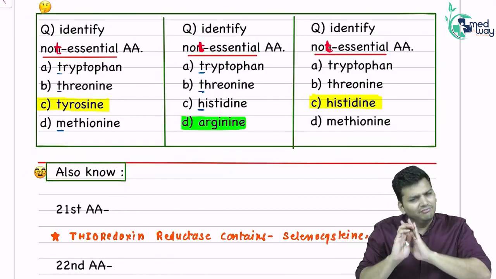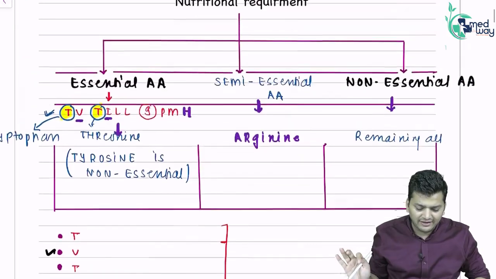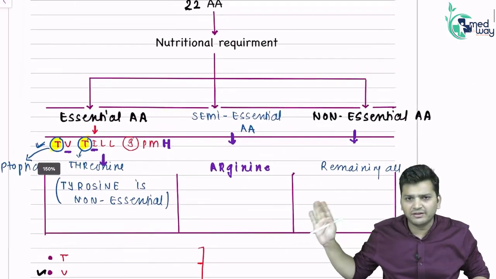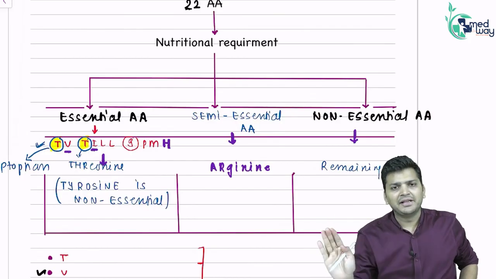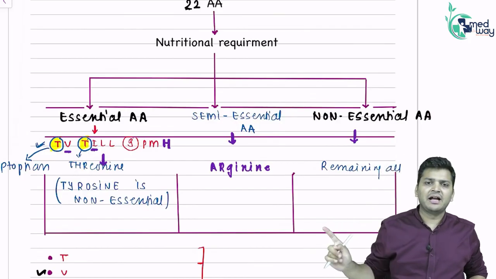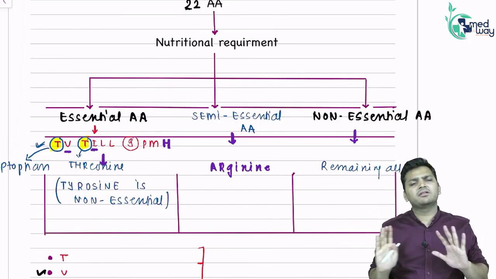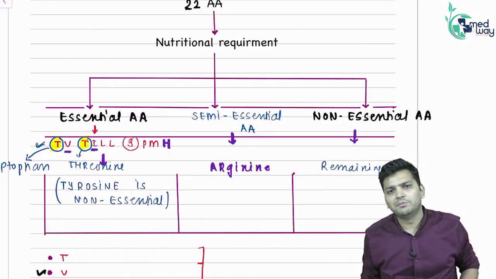If not, let's keep everything aside and keep things very simple, because in the NEET board it is like this only. Essential: TV till 9 p.m. H. There is only one semi-essential, arginine. Remaining all non-essential. Just remember it like this, and your MCQ will be correct.